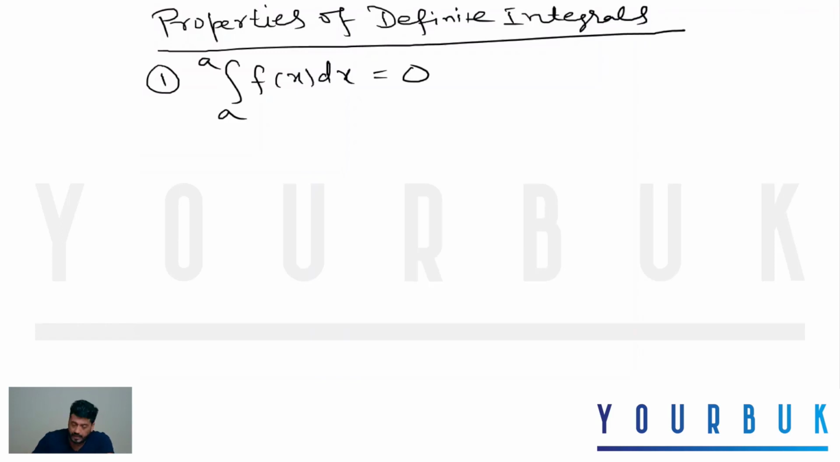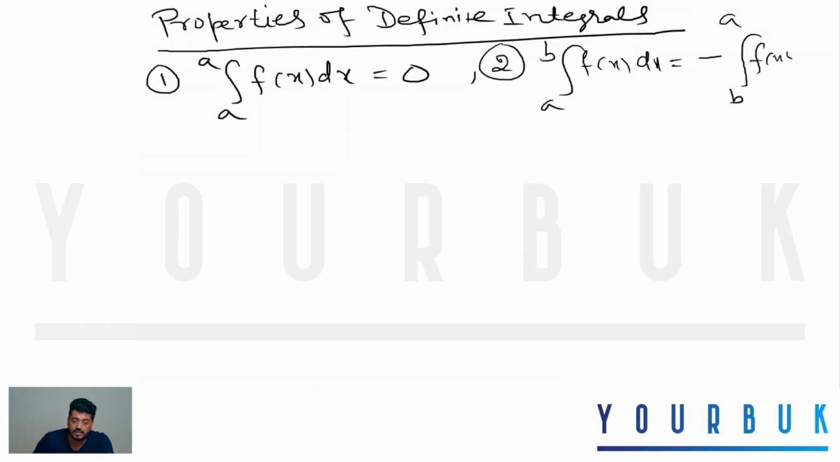Second property is also very evident, which says that integral a to b f(x) dx is equal to minus integral b to a f(x) dx. That is, if you swap the upper limit and lower limit, then the final answer comes out with the negative sign. Obviously, because this answer is f of b minus f of a, so this becomes minus of f of a minus f of b, and this is nothing but f of b minus f of a only. So this is very evident.